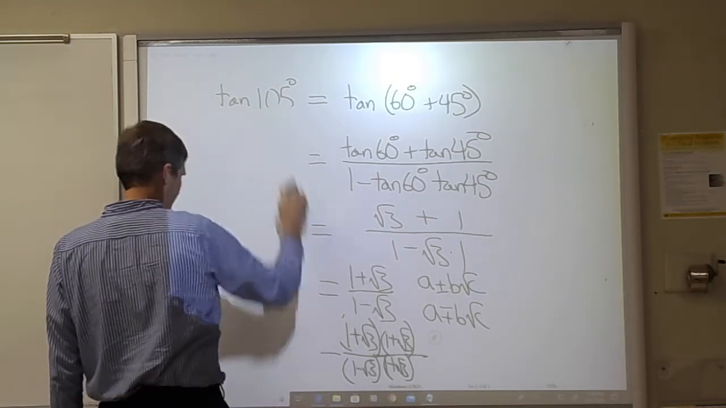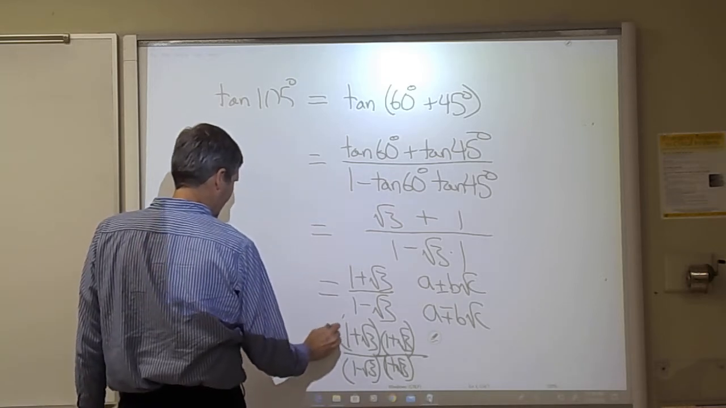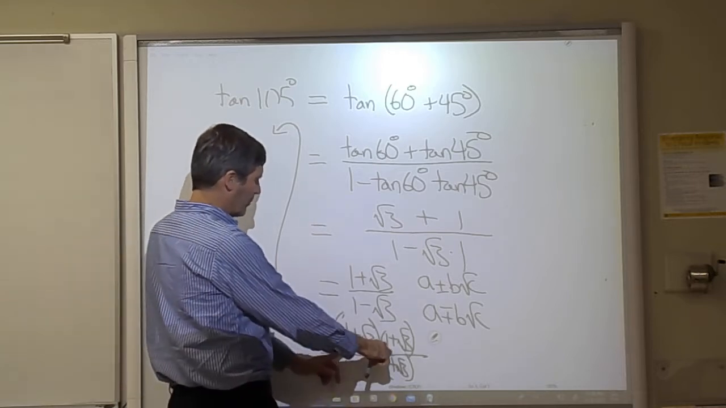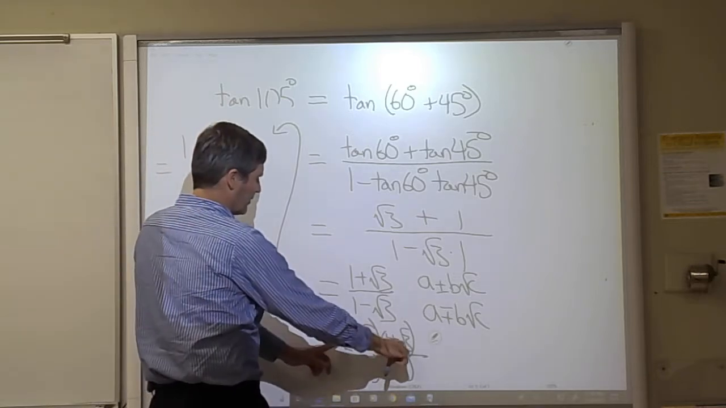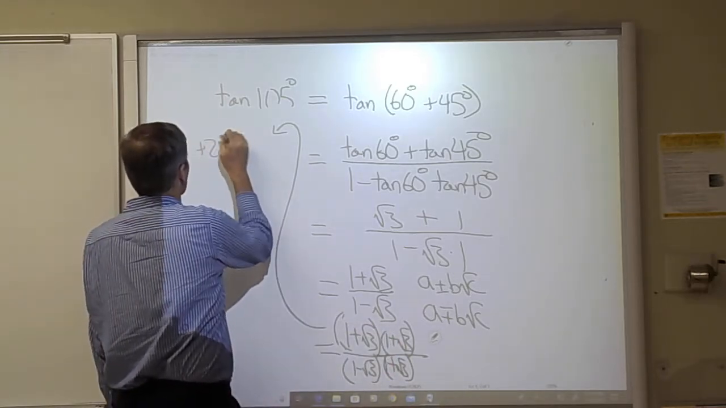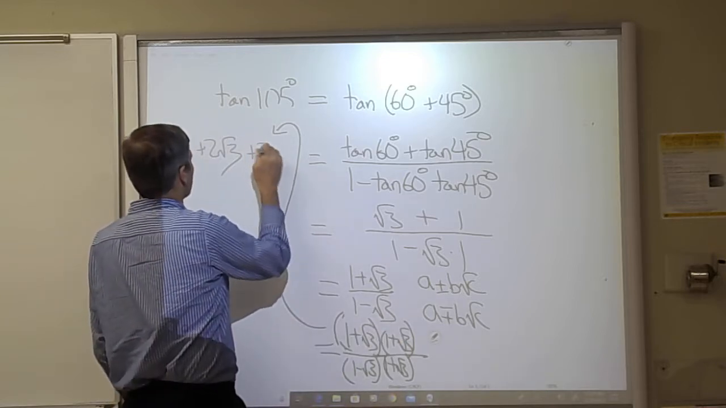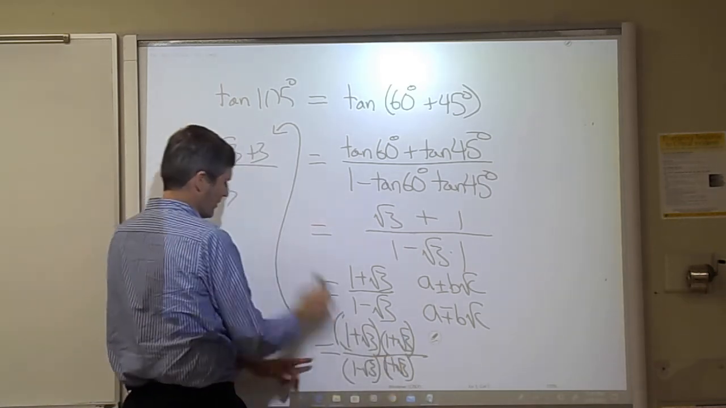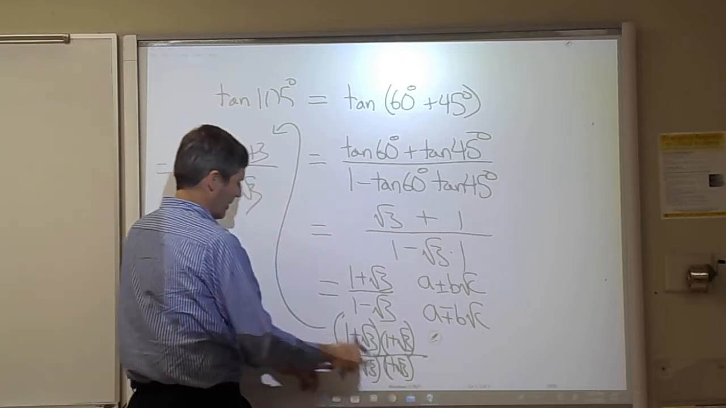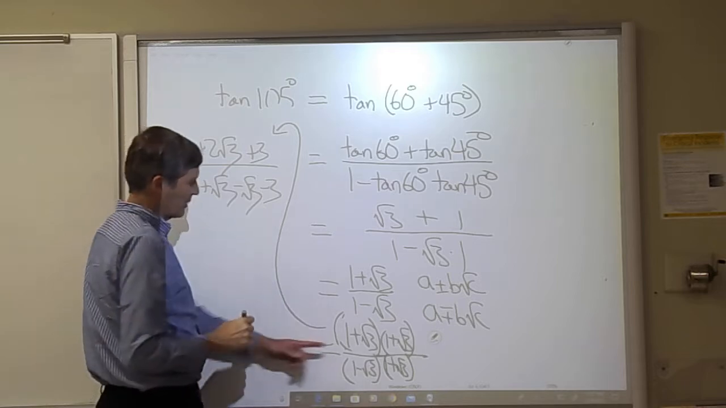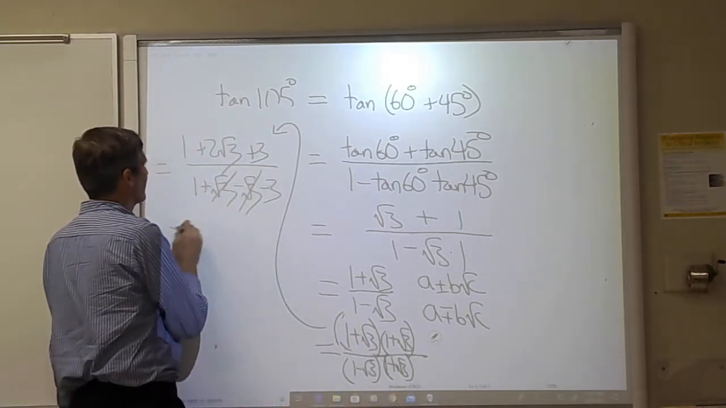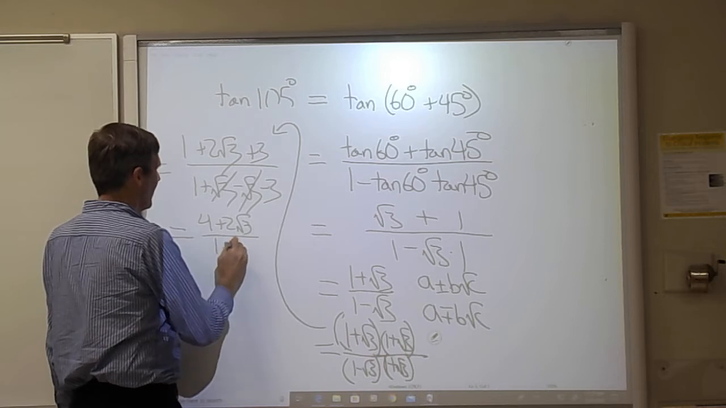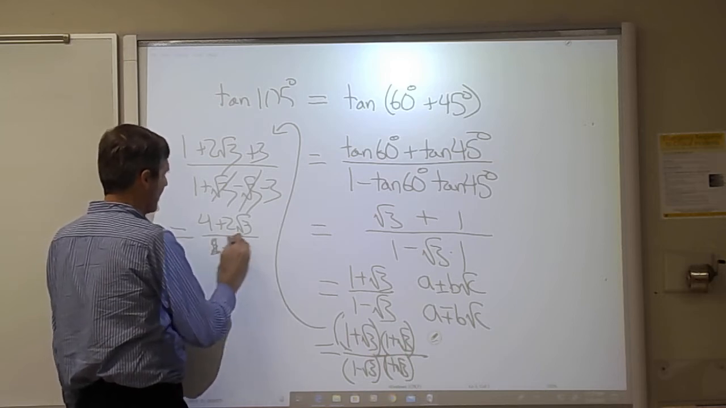Bring that up here. On the top we have to FOIL. 1 times 1 is 1. Then I've got plus square root 3 plus square root 3, which is 2 square root 3 from the outside and inside terms. And then plus square root 3 times square root 3 is plus 3. All goes over 1 plus square root 3 on the outside, minus square root 3 on the inside. Minus square root 3 times minus square root 3 is minus 3. And you notice when you multiply by the conjugate, the square roots always cancel. That's its purpose. What I have is 4 plus 2 square root 3 on top over 1 minus 3, or minus 2, let's say, on the bottom.